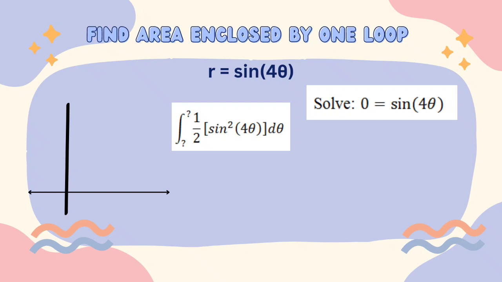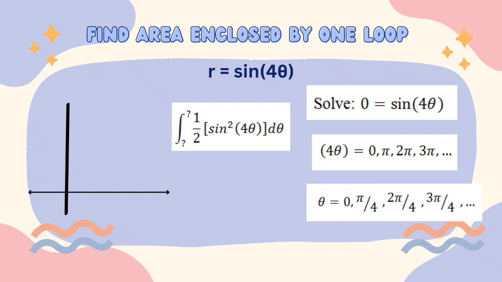What it says again is we would like the inside, the 4 theta, to equal 0 or pi or 2 pi or 3 pi, etc. When this happens, I'm going to get sine of those corresponding angles, giving me a radius value of 0. You can imagine dividing both sides by 4. This is going to happen at the angle theta equals 0, pi over 4, 2 pi over 4, 3 pi over 4, and so on.